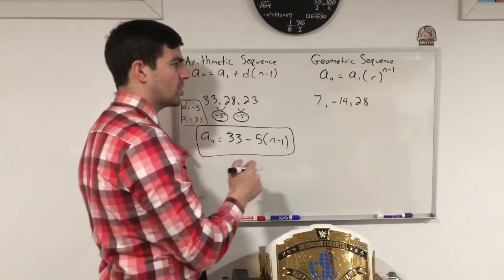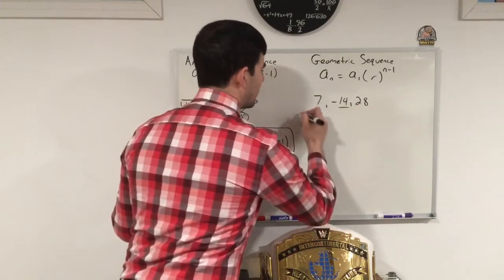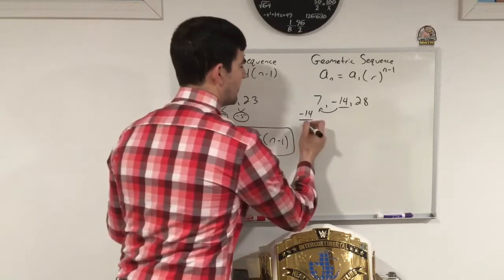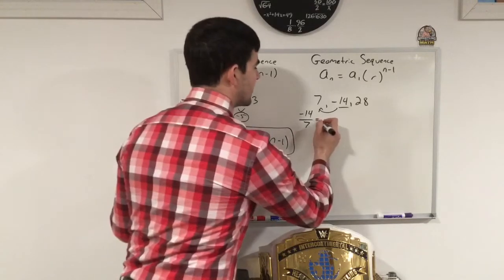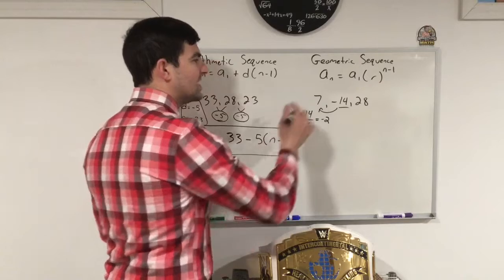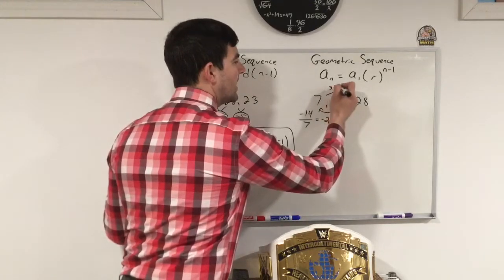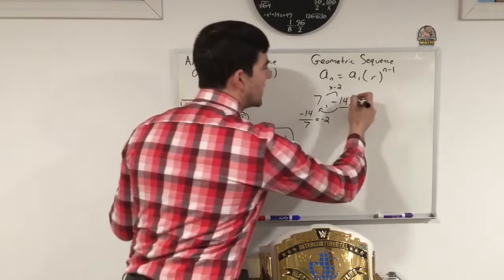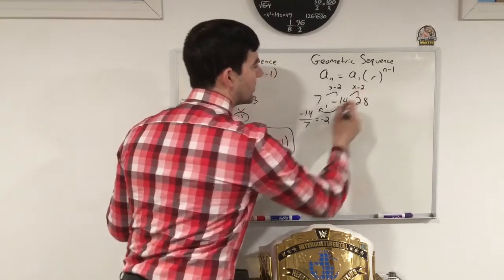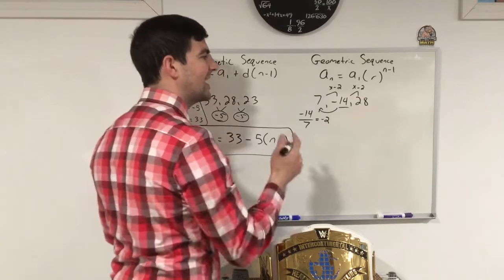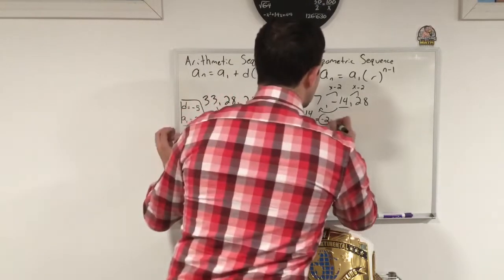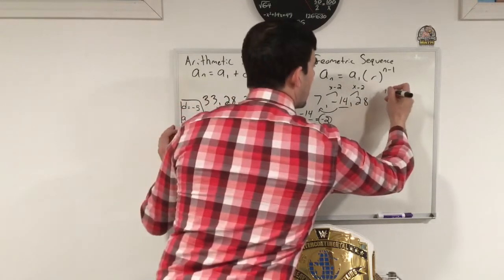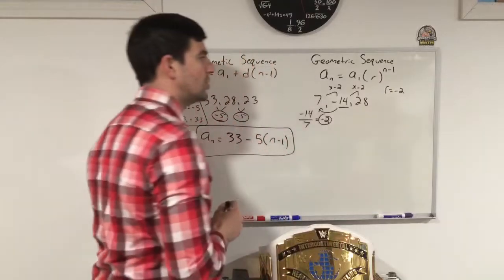Okay, so I take one term, I'm going to take the second term, negative 14, and I'm going to divide by the previous term, 7. Negative 14 divided by 7 is negative 2, which means I should be multiplying by negative 2 to get my next term. 7 times negative 2 is negative 14. Let's just double check. If I multiply negative 14 by negative 2, do I get 28? Yes. So negative 2 in the geometric sequence is your common ratio, so r equals negative 2.